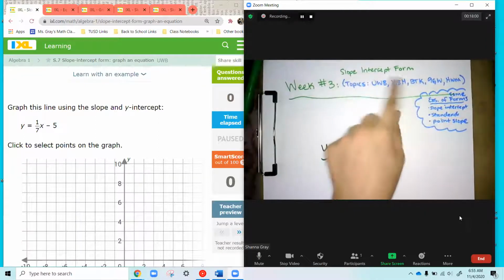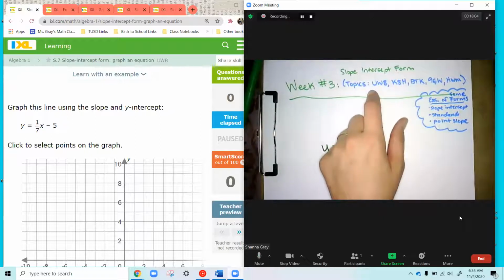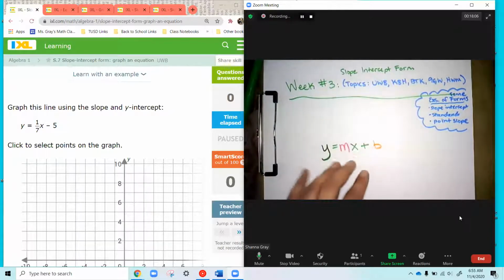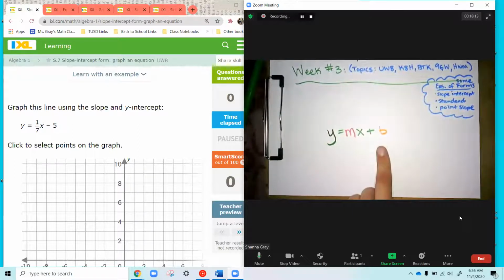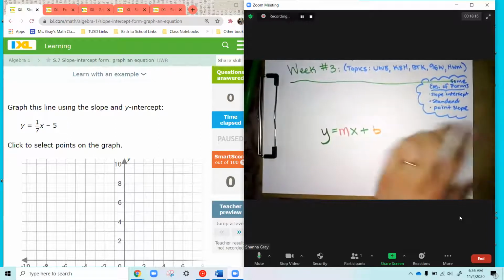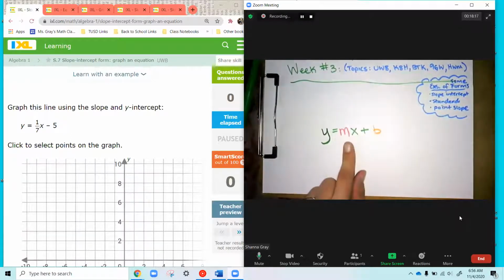This is slope-intercept form, basically the topics that we're going to cover this week. I'll go through each one, but you need to start with an understanding of what slope-intercept form is. So this is what slope-intercept form looks like. I also wanted to point out that there are other types of forms, so this isn't the only one.